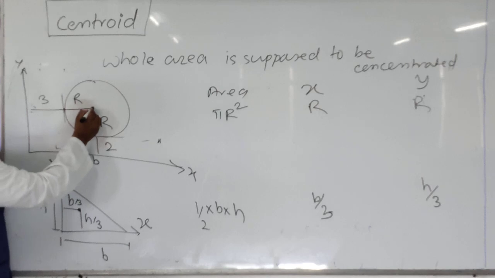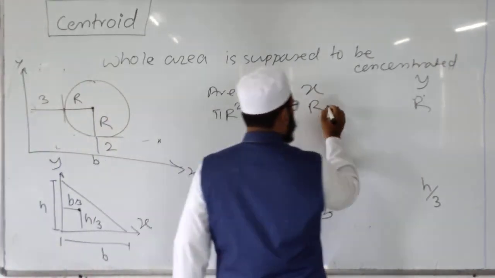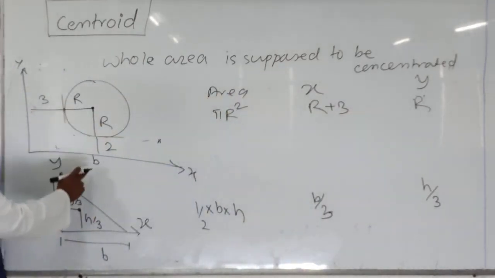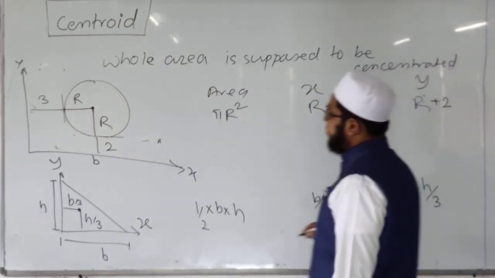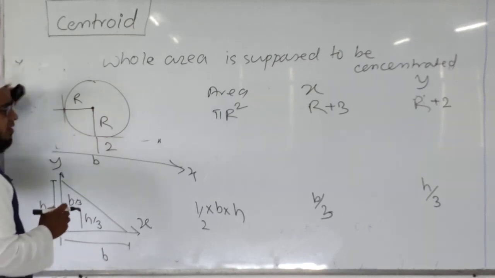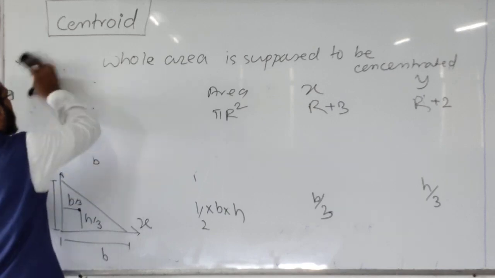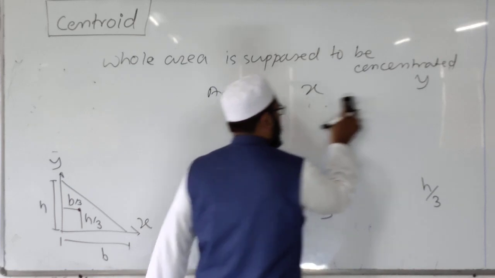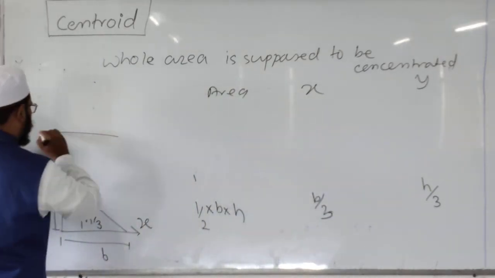So the distance of the centroid from y axis is r plus 3, and distance of centroid from x axis, that is y coordinate, is r plus 2. But we have to remember that in a circle the centroid lies on the center of the circle, and the fourth standard figure is the semicircle.